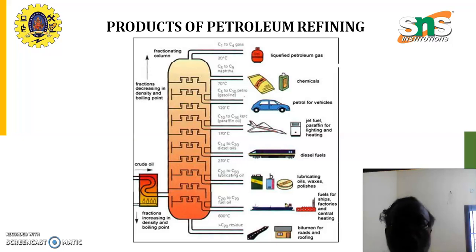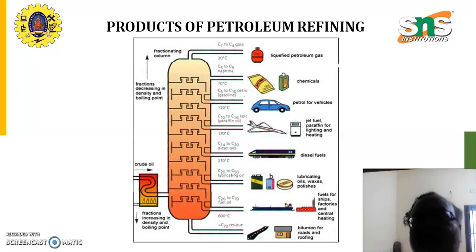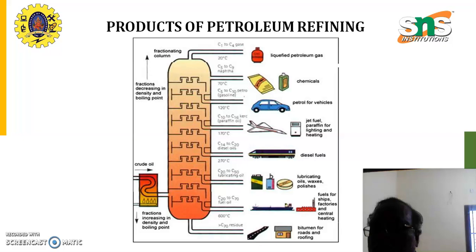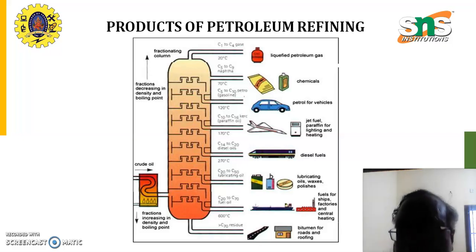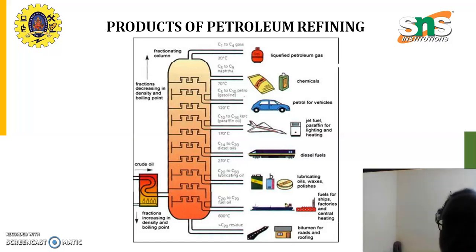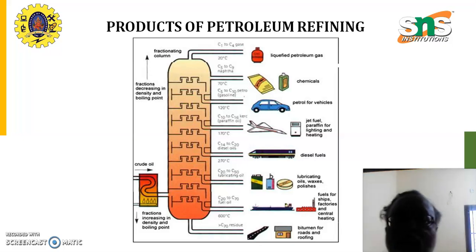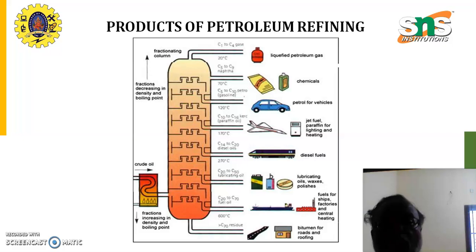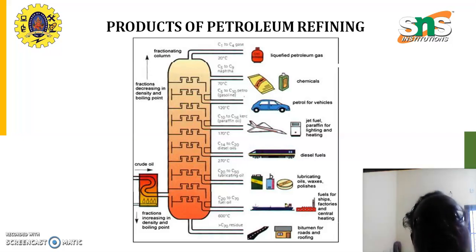LPG gas. Those are used in the cylinders which we are using in home appliances. Most of our homes nowadays are using gas instead of burning coal or coke. In earlier days we were using normal coke for making food. Nowadays everywhere we are seeing LPG gas of various companies.